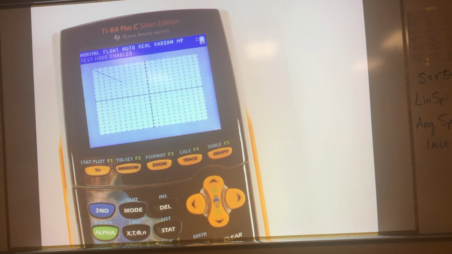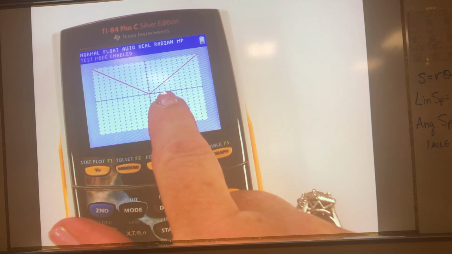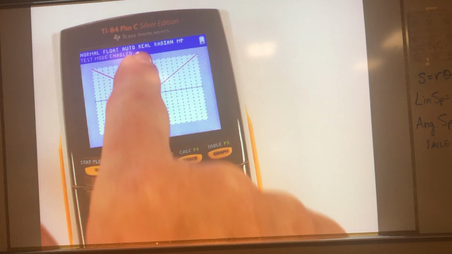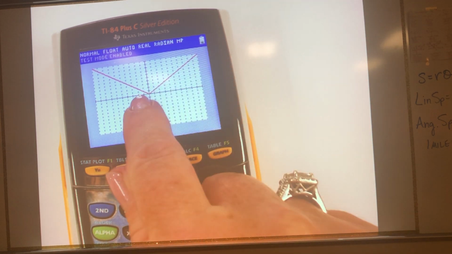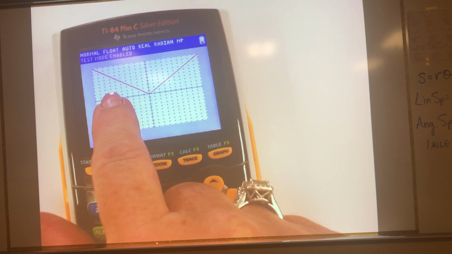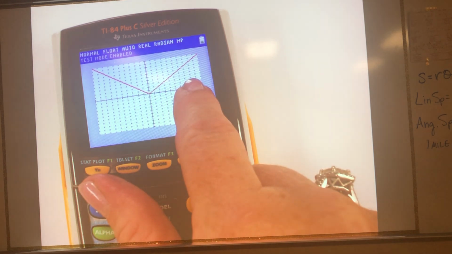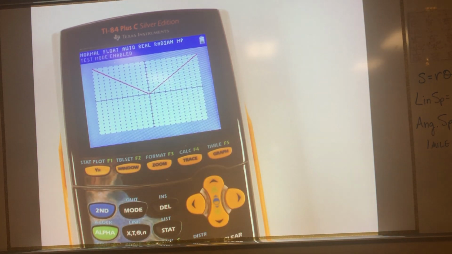Here's the parent function, and here's the reflection. Now look, let me show you something. Look what happened. Here's the y-axis, do you agree? So if I reflect this side over the y-axis, all it does is flip to this side. And if you reflect this side over the y-axis, it just reflects over here. So it looks like nothing really happened.